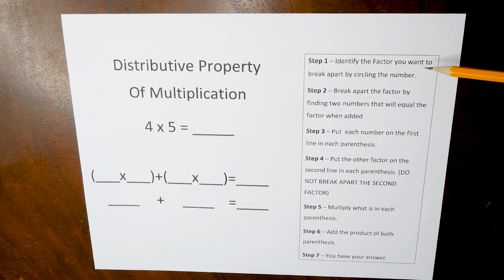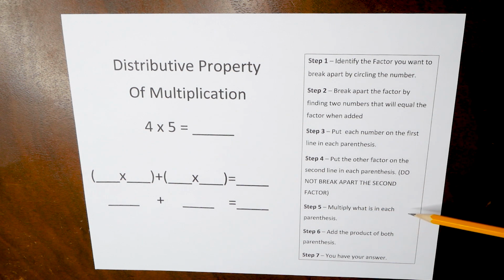Step 1 is identify the factor you want to break apart by circling the number. Step 2, break apart the factor by finding 2 numbers that will equal the factor when added. Step 3, put each number on the first line in the parentheses. Step 4, put the other factor on the second line in each parenthesis. Do not break apart the second factor.